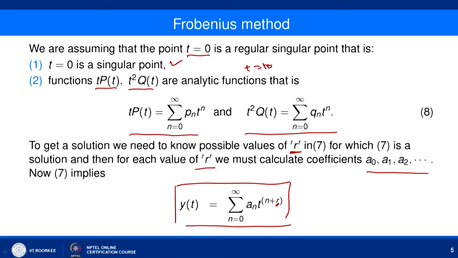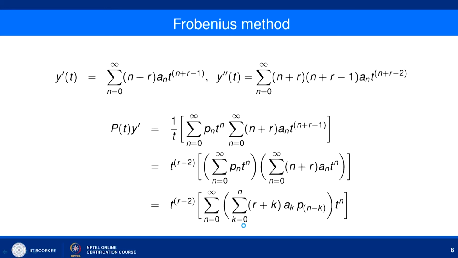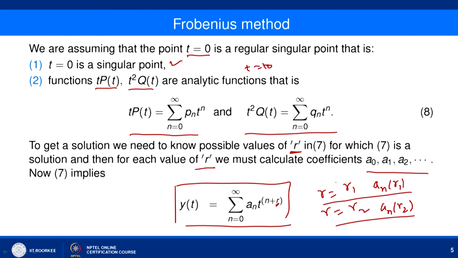So, first our attempt is to find this r for which it is a solution, and then we will try to get two values, R1 and R2, and corresponding to each of R1 and R2 we try to find the coefficients. Once we are able to find R1 and R2 and the corresponding coefficients, we can write the solution y(t) as the summation n equal to 0 to infinity a_n t to the power n plus R1, and similarly the other solution. So, let us identify how to find these R1 and R2.